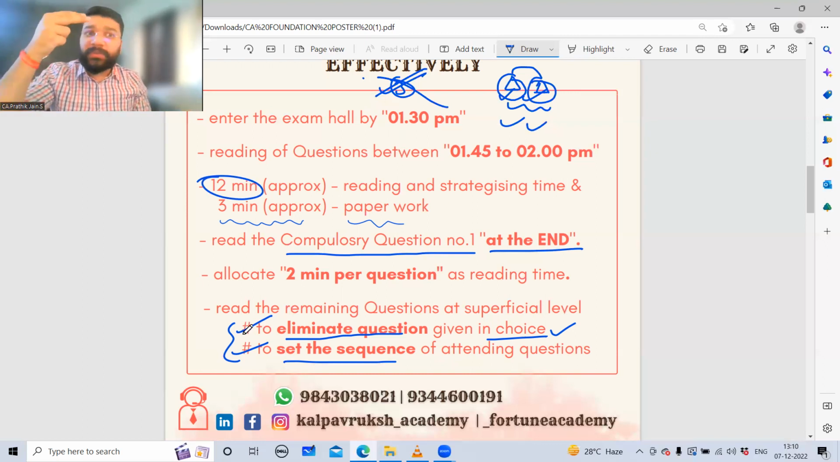And second, you have to set the sequence or the order of the questions in which you want to start writing. Because once the clock strikes 2 p.m., you will not have too much time to think about the ifs and buts, right? So please do that planning in that 12 minutes.